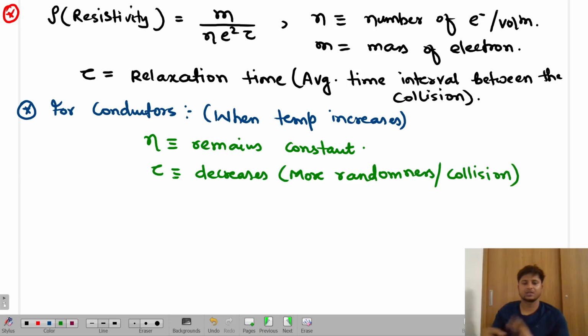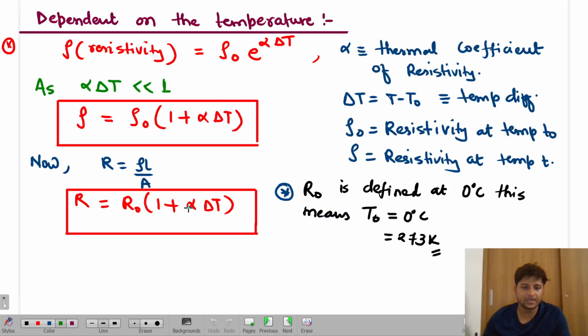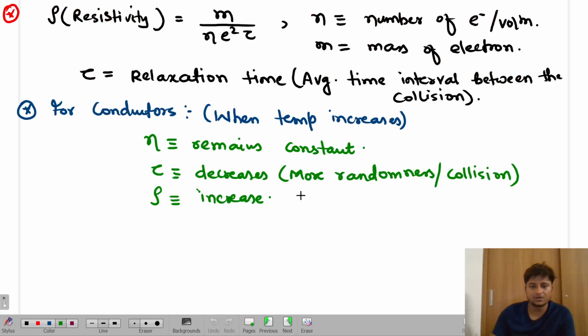So first thing is, n remains, meaning our number of charge carriers remains constant, but our tau decreases, meaning our relaxation time goes very down, meaning more collisions start to occur. And as my tau decreases, you know that resistivity will increase, isn't it? And if resistivity is increasing, you can relate here that alpha will be positive or not. So this implies alpha is basically positive. Are you able to get me or not?